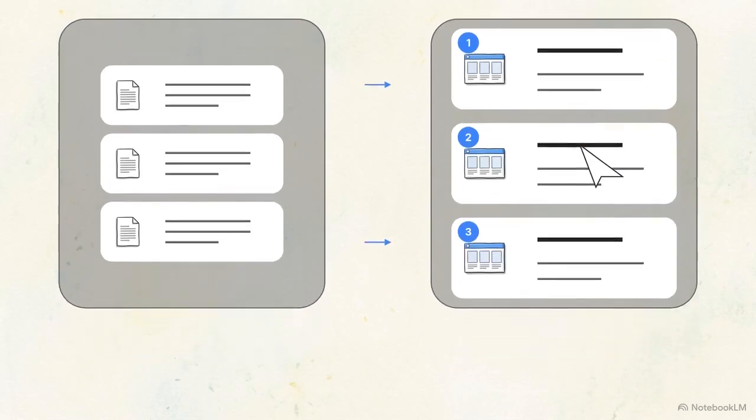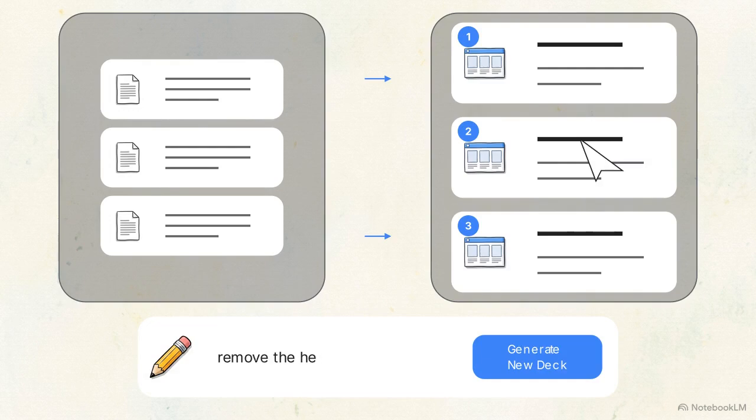Instead, you use a revision workflow. You type your requested formatting changes, like remove the header text on slide 3, into the Revise prompt box. Then click Generate New Deck to have the system output an updated version.